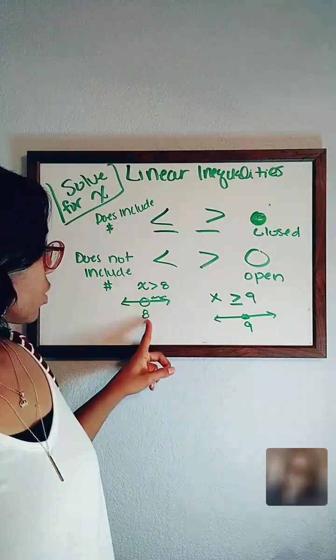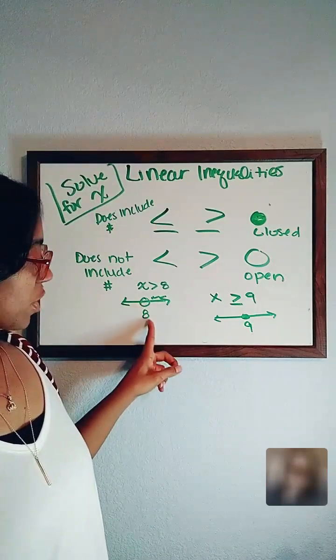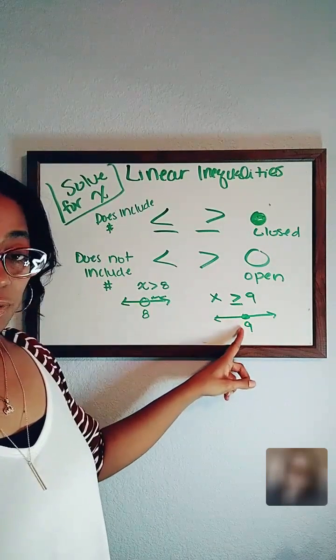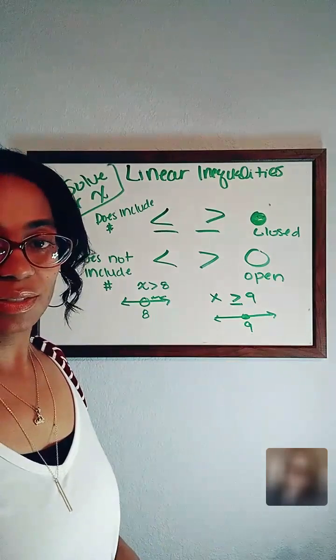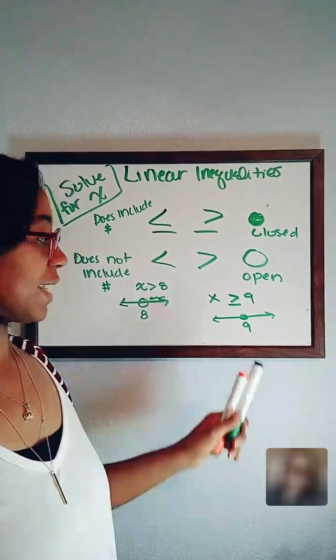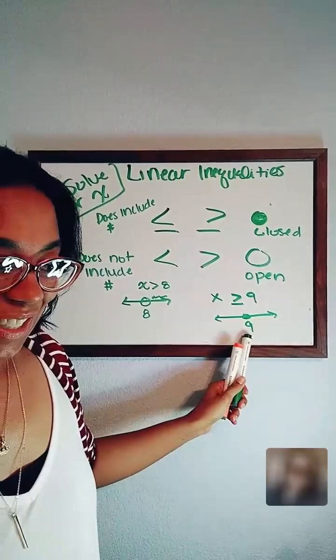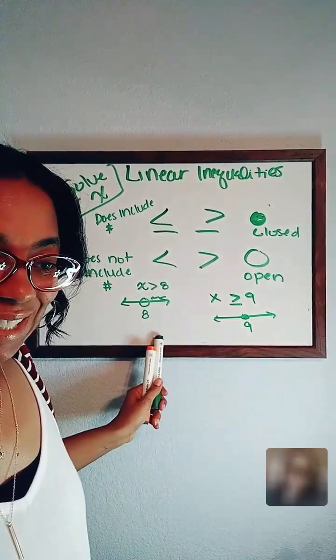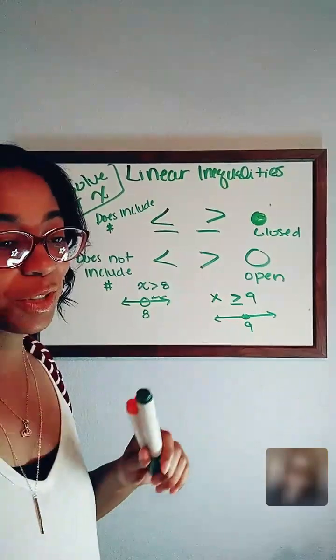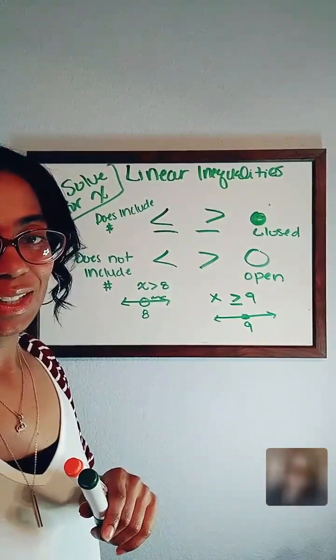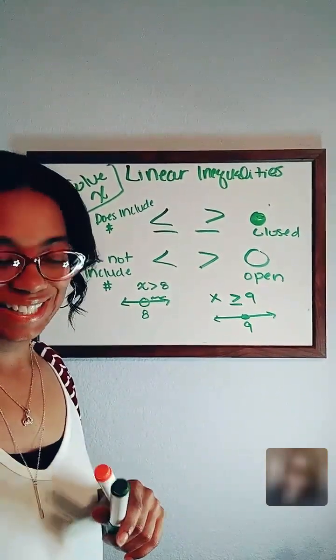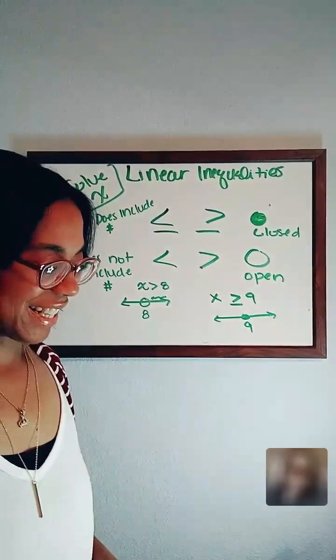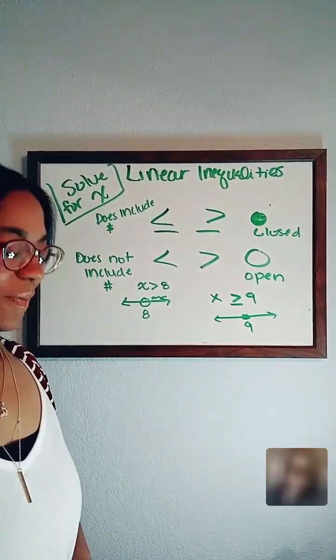So this one won't work because it's open, so it's not included. But if I did it for this one, it would work because it says equal to. This one don't say equal to. So how can 8 be equal to it? How is it gonna make the equation true to make it equal? Does that make sense? Okay. So it's just saying if it's greater than or less than, not if it's greater than or equal to.